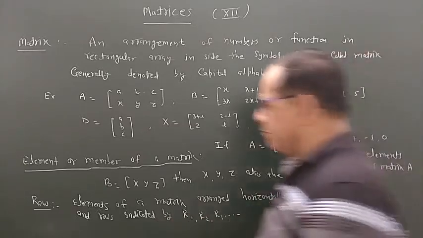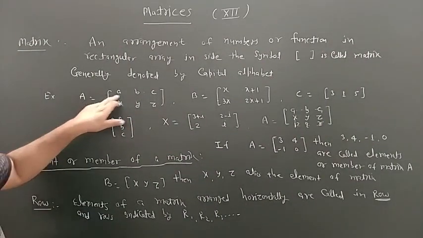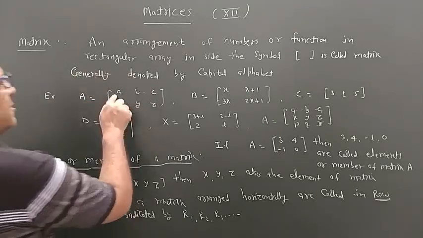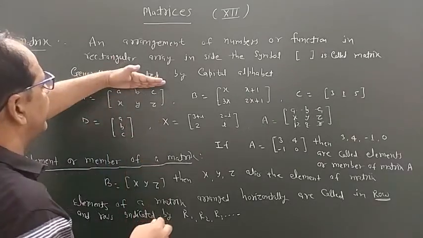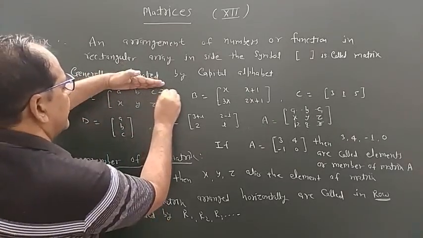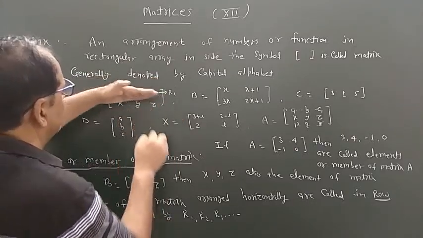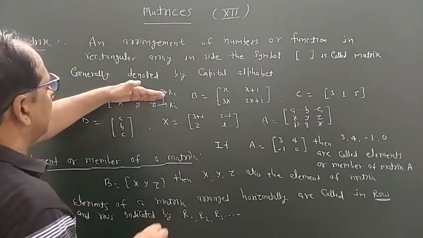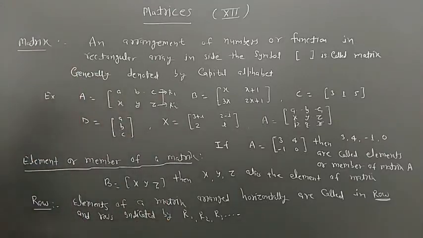For example, suppose A equal to the matrix A, B, C, X, Y, Z. In the matrix given here, the first row is A, B, C. These elements are arranged horizontally, so this row is indicated by R1. This is the second row, X, Y, Z, also arranged horizontally, so these elements are also called a row, and this row is indicated by R2.